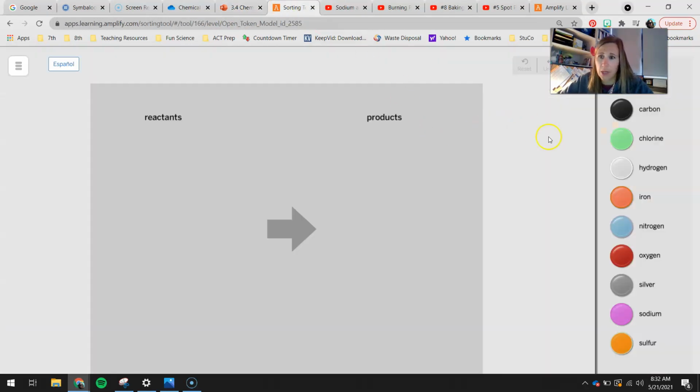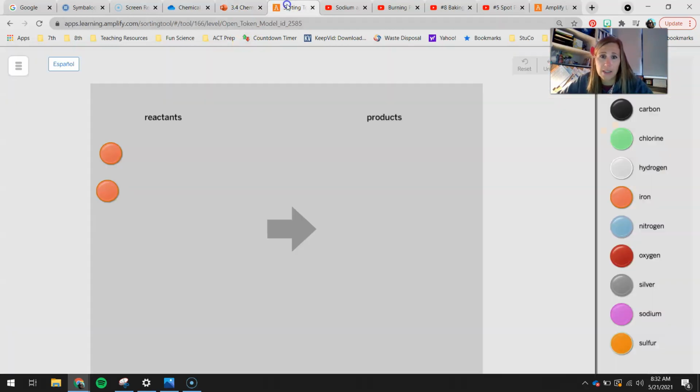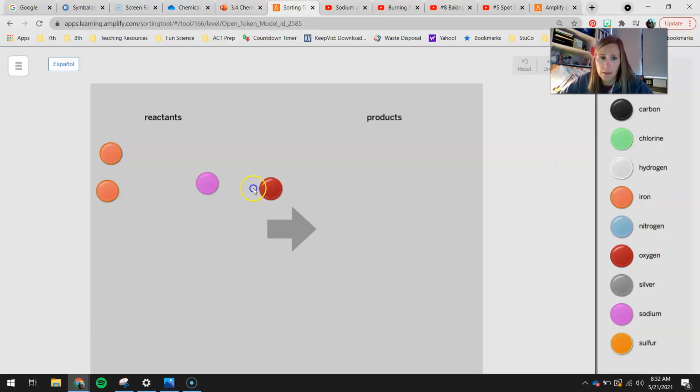So make sure you guys put 2 irons here. So there's my 2 reactants. You guys are going to build your reactants first. And then your products are 3 NaNO3s. So you need to do 3 of them so you guys have the correct amount. So we're going to go sodium. So Na and then NO3. There's 1 NaNO3. And then you guys can build the other 2 NO3s on your own.